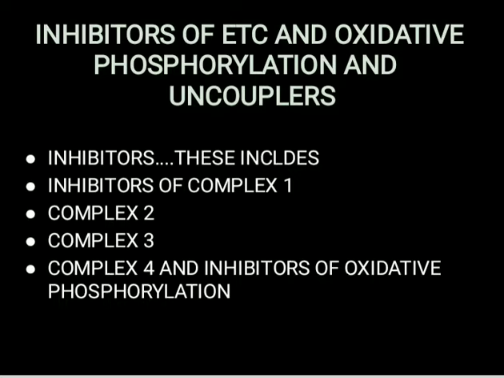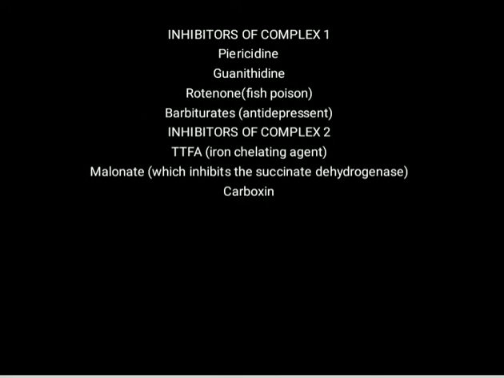As I have told you in previous lectures on the electron transport chain, there are a total of 5 complexes, out of which 4 are complexes and the fifth one is the ATP synthase. The 4 complexes are responsible for the transport of electrons along the electron transport chain. So every complex has its own inhibitors which inhibit the electron transport chain. We will discuss the inhibitors of the 4 complexes one by one.